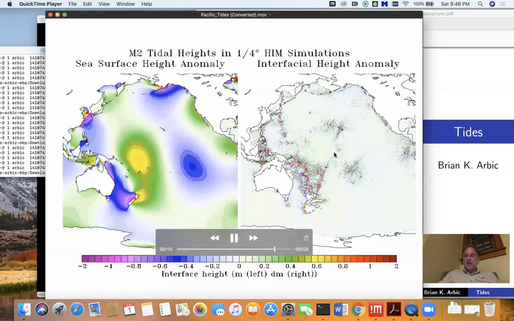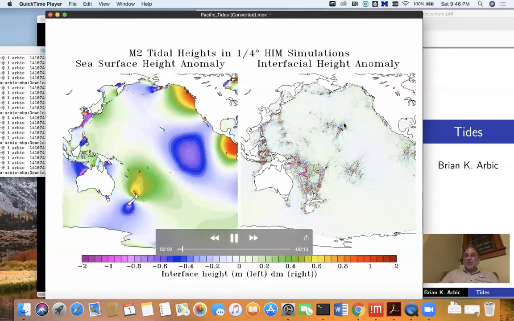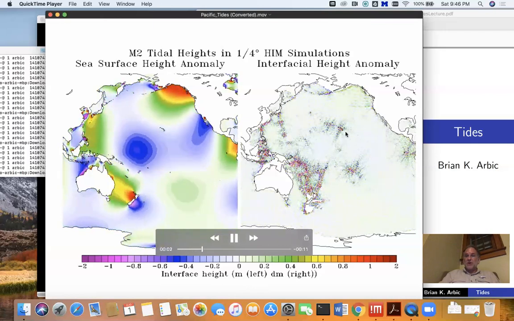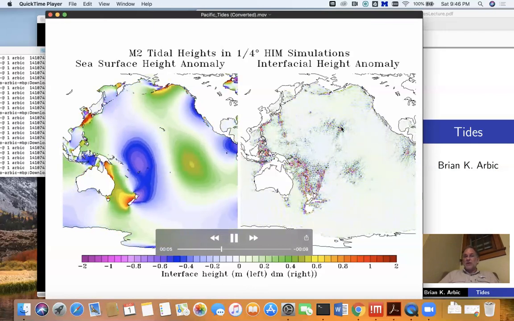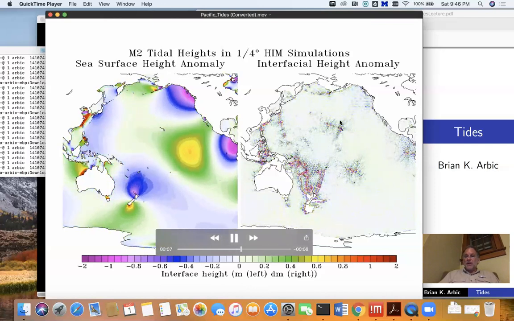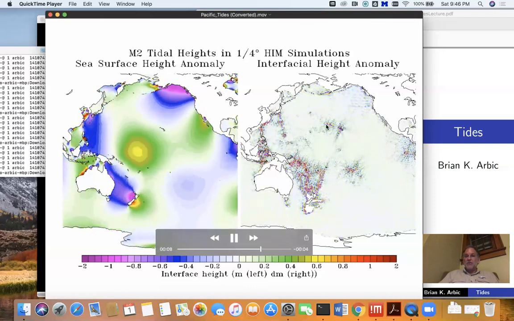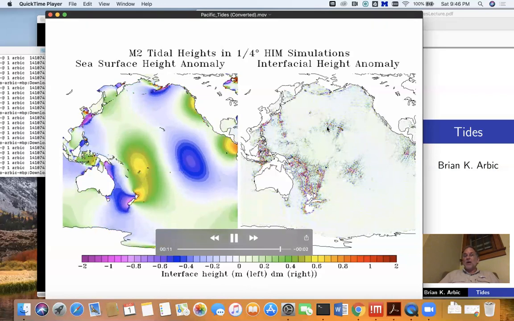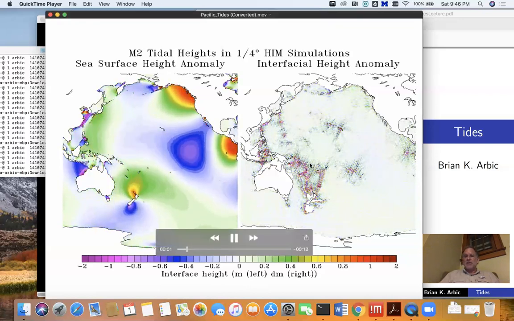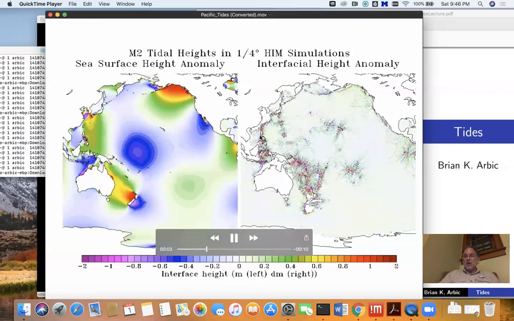It's tens of meters instead of just meters. The horizontal scale is also much smaller. So in fact, most of the research in our group is done on these kinds of simulations, but now in a more modern context. I think I said these simulations here were done almost 20 years ago.